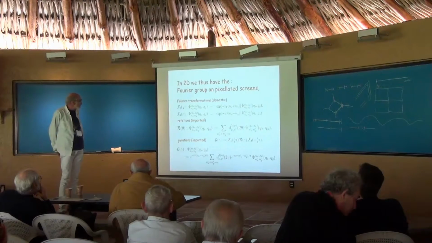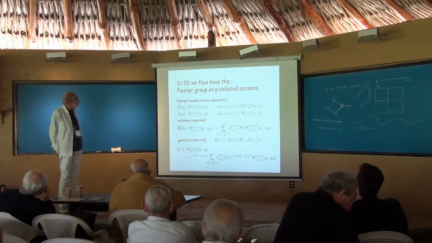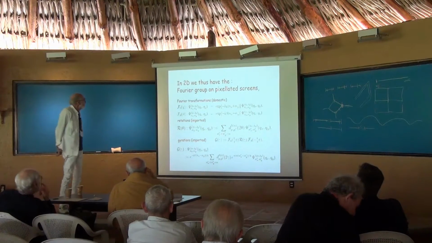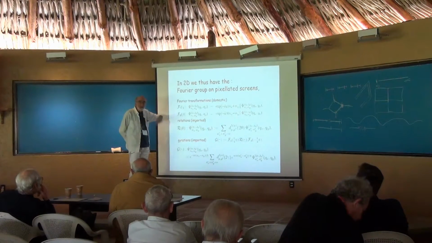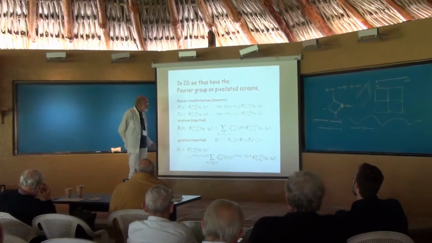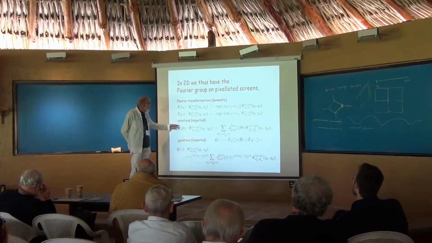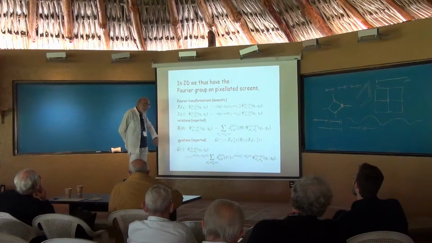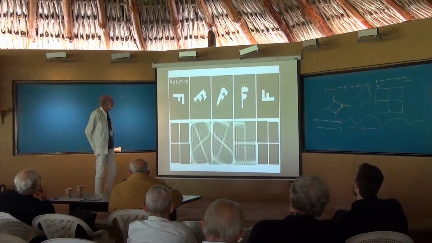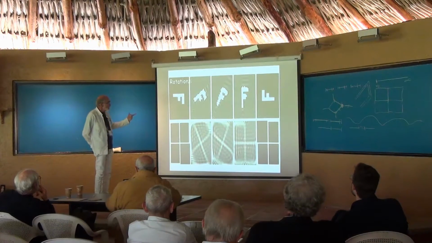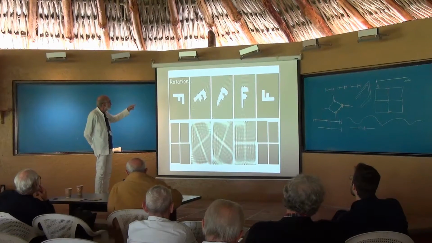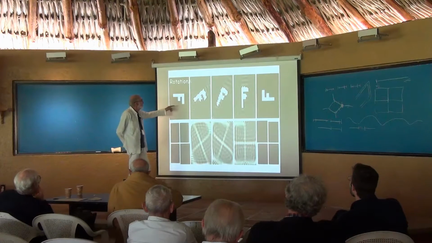And on these, you can also define the Fourier group on pixelated screens. Fourier transformations you can call domestic, because they're based on the Kravchuk basis. The rotations are imported from the continuous case, and so are gyrations. So you can rotate images on a rectangular screen. Here is a letter F.